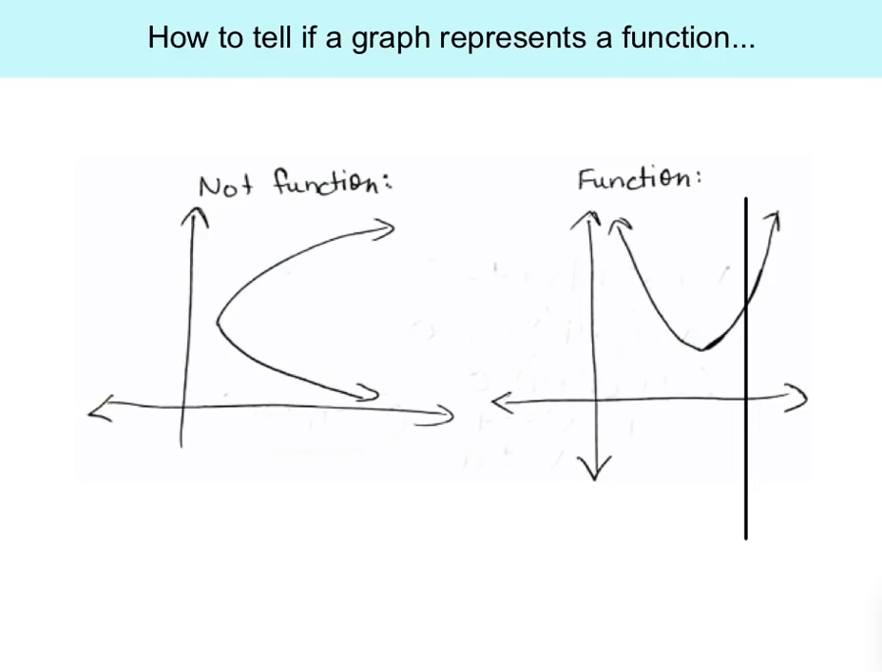I can tell by looking at a graph whether or not something's a function by the vertical line test. If I look at the first graph, this is not a function. It's not a function because this x value is mapped to two different y values. It does not pass the vertical line test. Whereas this is a function. There's not any place on my graph that intersects this vertical line more than one place. Each x value goes to only one y.